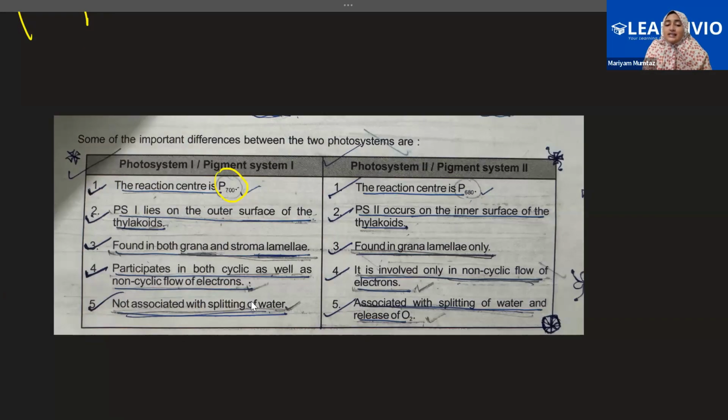PS1 is not associated with splitting of water. During PS1, the water molecule does not split, but during PS2, the water molecule splits, ATP is also formed and oxygen is also released. Is it clear, students? Yes.